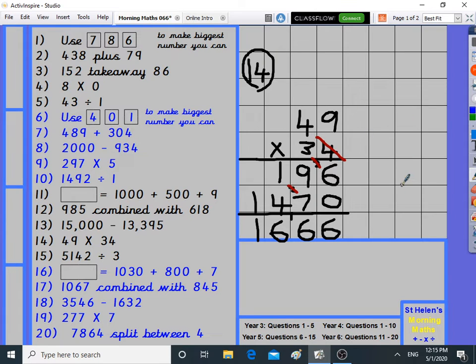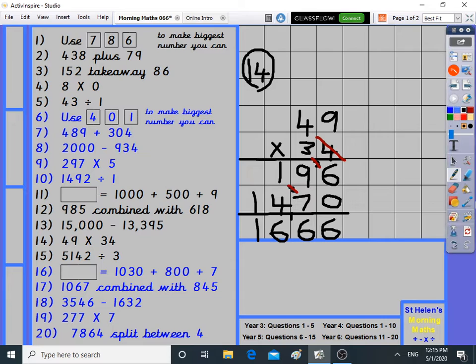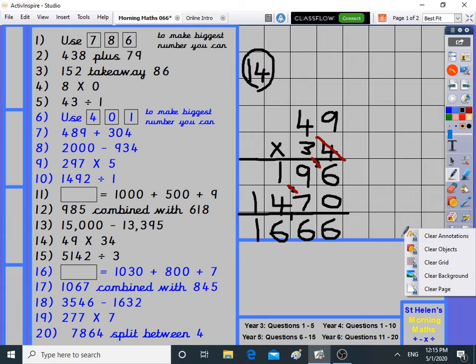Apologies if you can hear a bit of rain on the video. It's very rainy in here. They could have done with that in 1666 when the Great Fire of London was on. Let's move on to question 15.